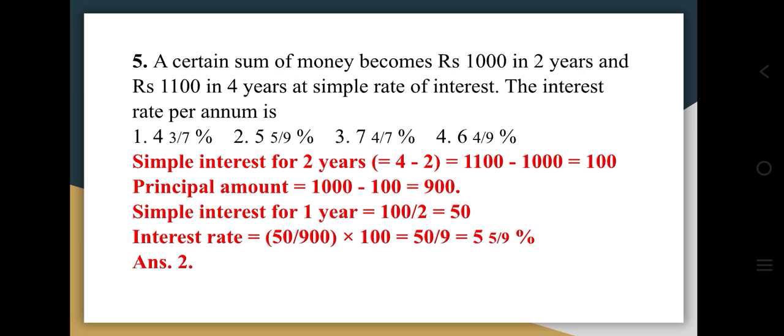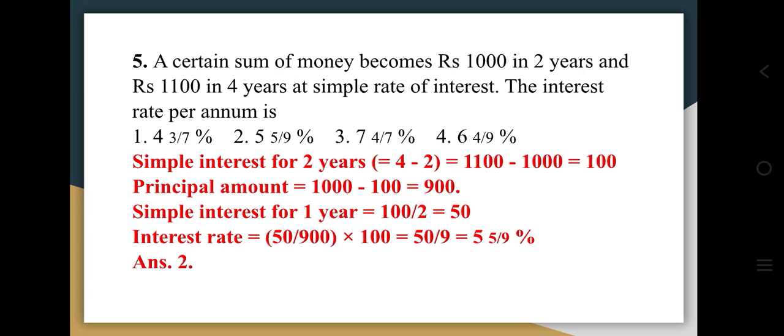So 4 years, 2 years. So 4 minus 2 is 2. So the interest for 2 years is 1100 minus 1000, which is 100. So simple interest for 2 years is 100. But the amount becomes 1000 in 2 years. So principal amount plus 2 years simple interest is 1000. So the principal amount is 1000 minus 100, that is 900.